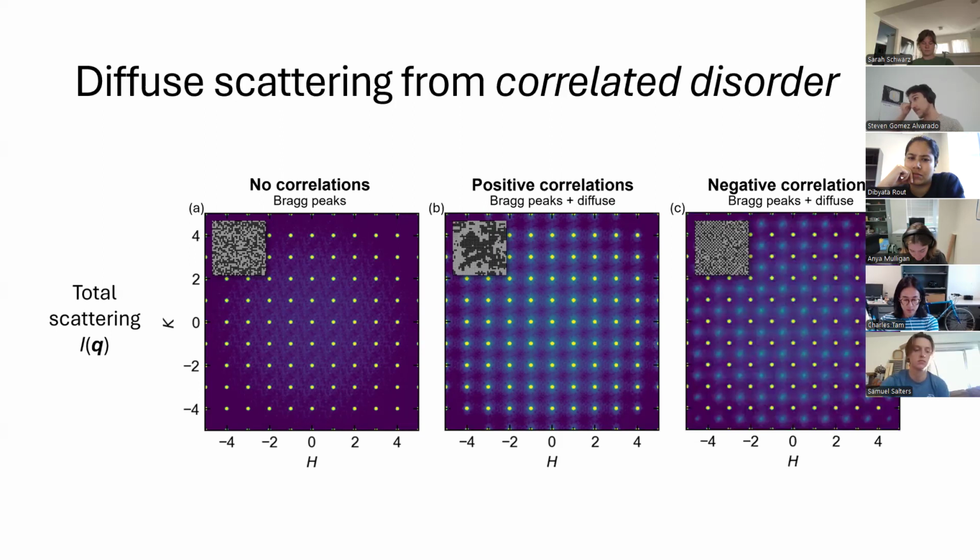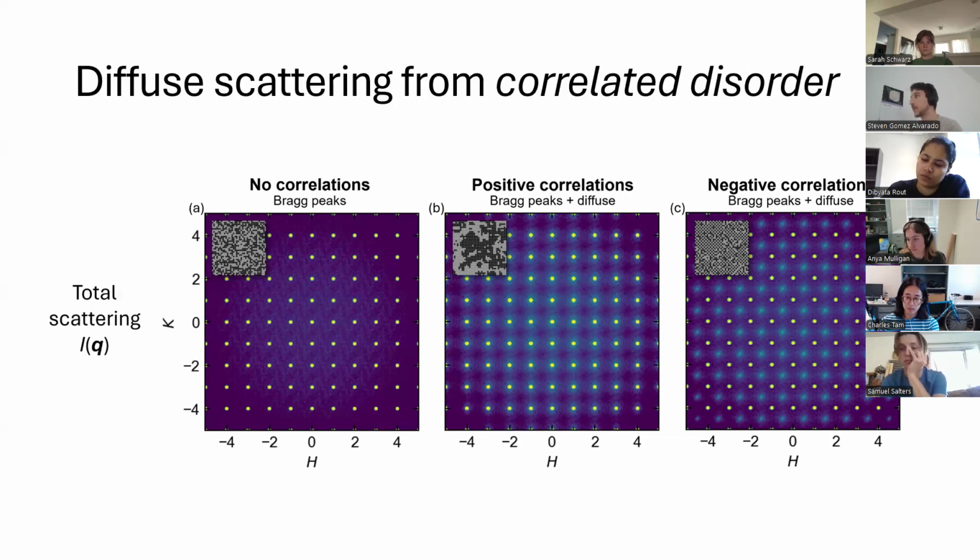And the opposite case we talked about was negative correlations, right? Where you want this alternating pattern. And you see that now the diffuse scattering has moved away from the Bragg peaks and is located at the half integer positions in reciprocal space, which is what you might expect, right? If you have a doubling of your unit cell, which is what happens when you have an alternating pattern. Okay.